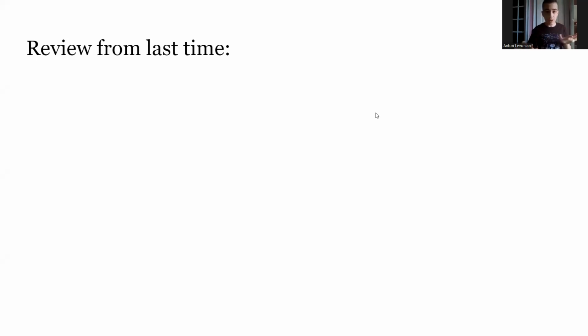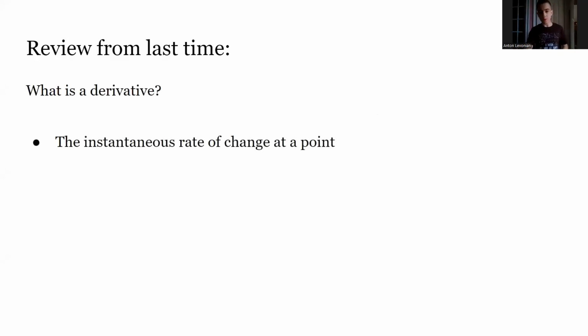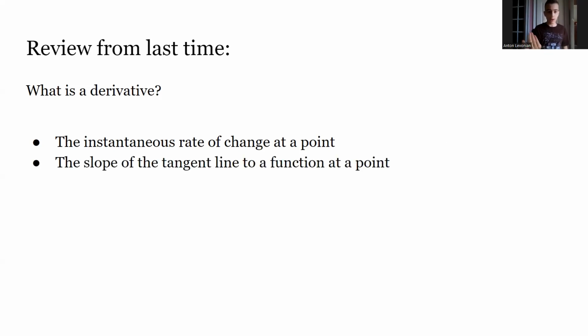Okay. So back to the review from last time. We talked about what a derivative is. A derivative is the instantaneous rate of change at a point. So a tiny change in the value of the function divided by a tiny change in input. And last time we also talked about the derivative of a function with respect to the input at a certain point being equal to the slope of the tangent line to a function at a point. So remember, the tangent line only passes through a function once.